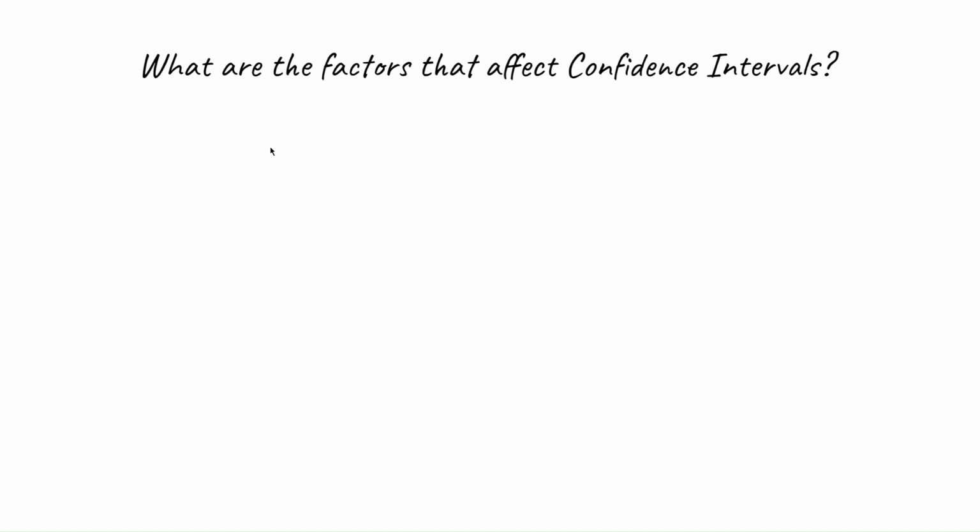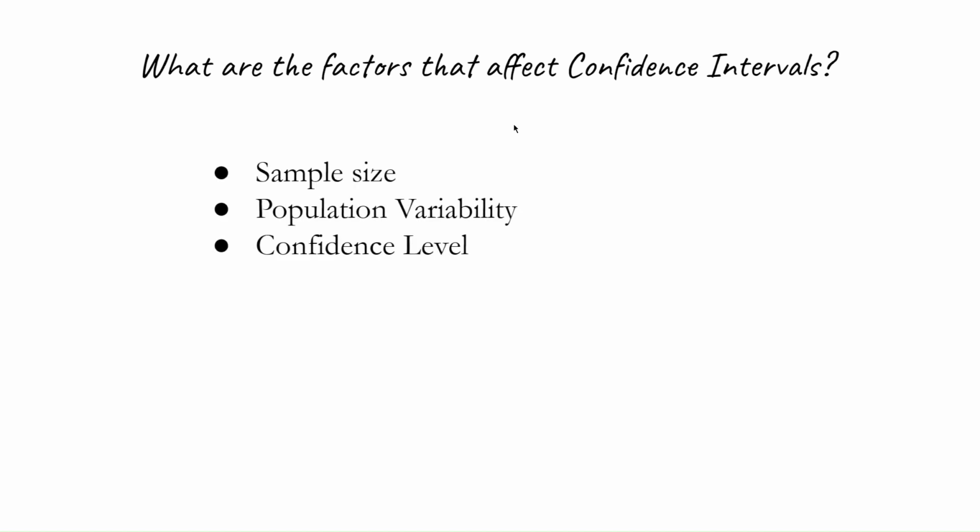So what are the factors that affect confidence intervals? These are the three factors that affect confidence intervals: sample size, population variability, and confidence level. Sample size, I think that's pretty obvious. The bigger the sample, the more accurate the data will be. And when you have more data, the confidence interval will be narrower and smaller.